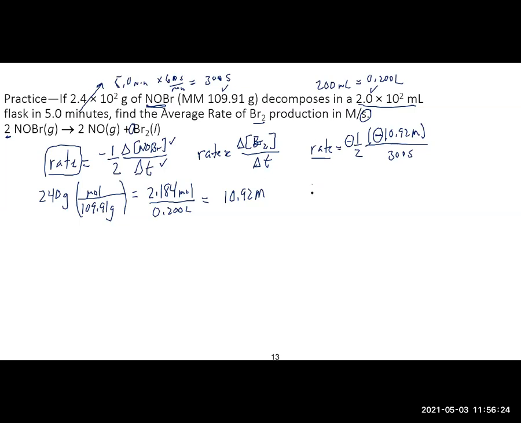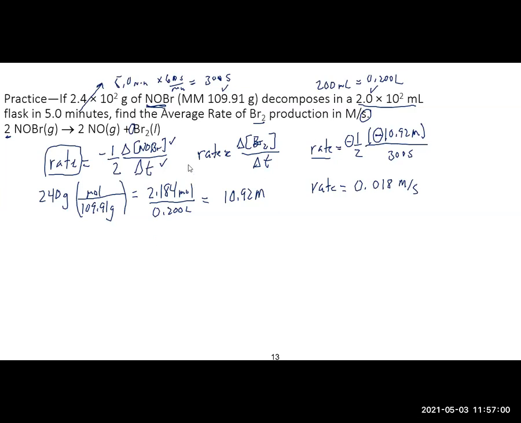So doing that, we get a rate equal to 10.92 divided by 300, also divided by 2, which gives us a rate that is equal to, we'll call it, 0.018. Looks like everybody's going with 2 sig figs on much of the stuff, so we'll go with that. This would be molarity per second, and that would equal technically the average rate for this particular reaction.